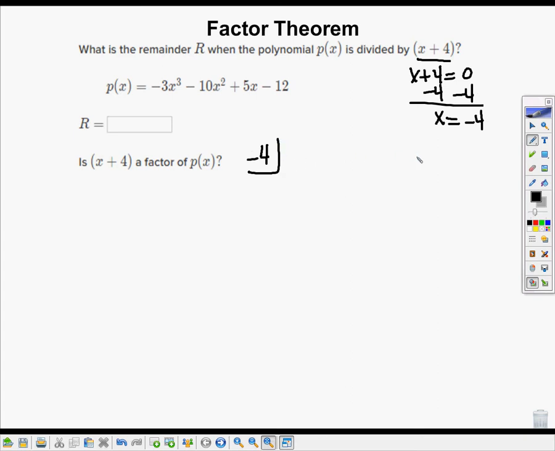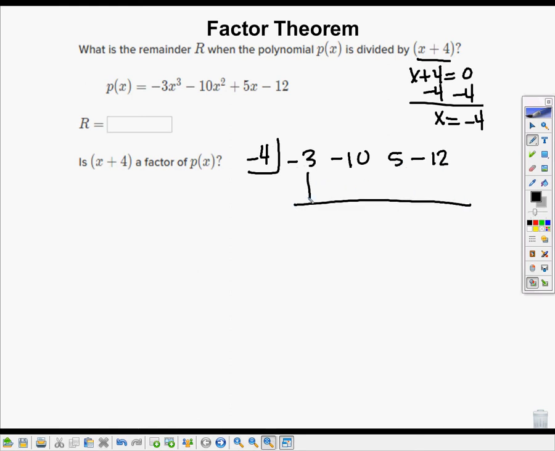Now remember that my divisor is x plus 4. My dividend is what is being divided, and I'm going to put the coefficients of my dividend here. Now remember that it's very important that you have all of your powers. So we have 3, 2, 1, and 0. So we will not require that 0 placeholder for this particular problem. So we have a negative 3, negative 10, 5, and negative 12.